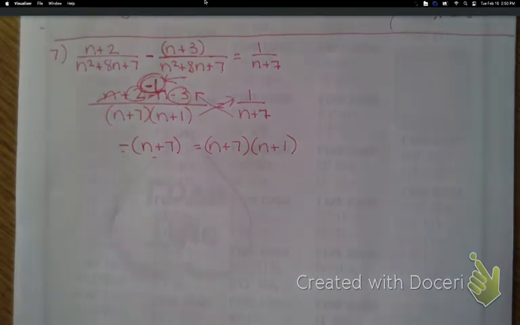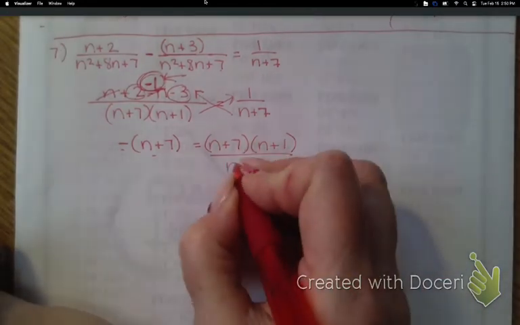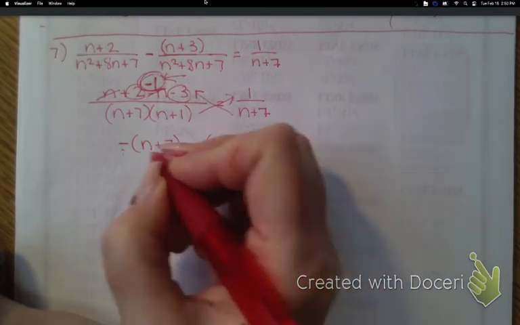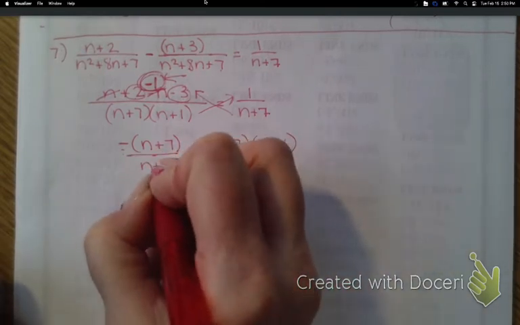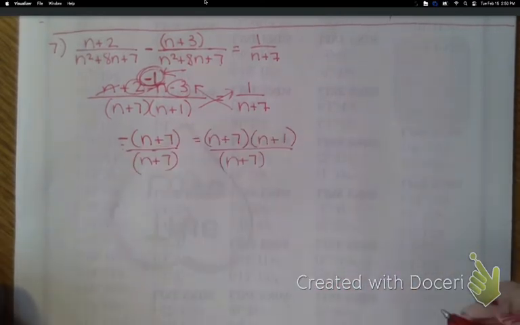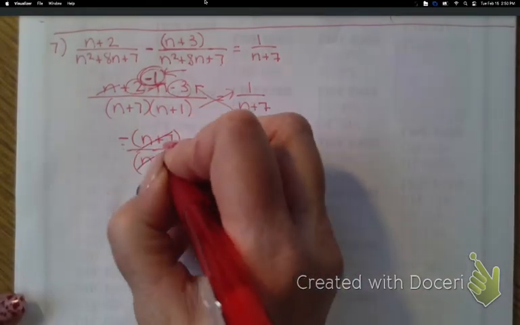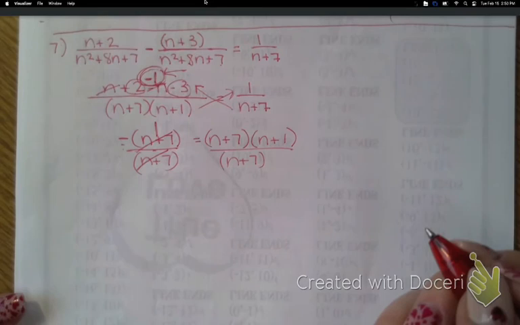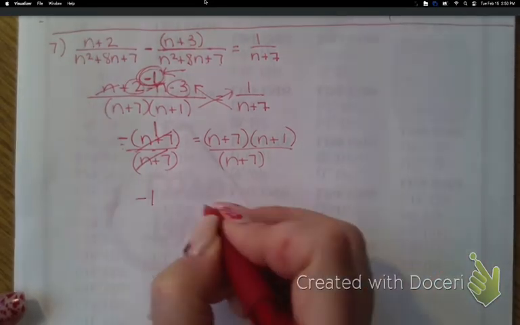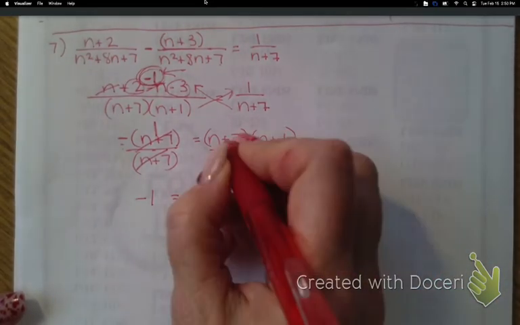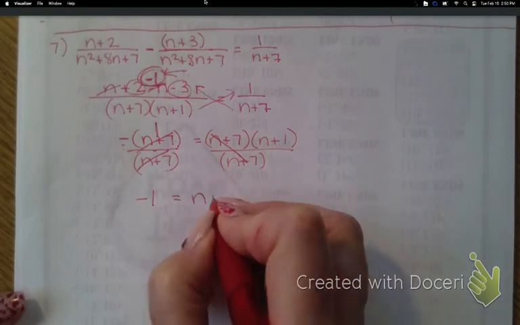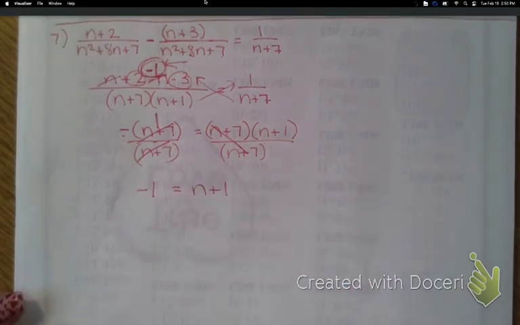Now, you guys see n plus 7s on both sides, right? So could I divide out an n plus 7? It doesn't really matter which side you say it's coming from. It's all going to divide out, yes? What about the negative? Well, just watch. Both of these come out to what? 1. So it becomes what? Negative 1. Equals what? N plus 1?